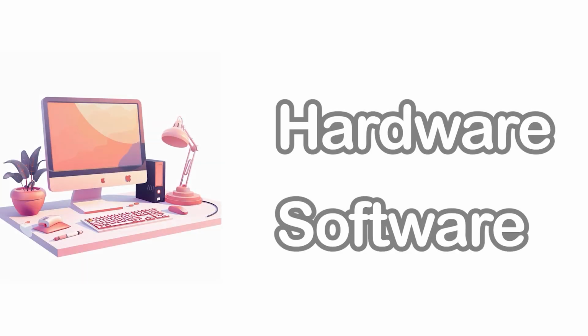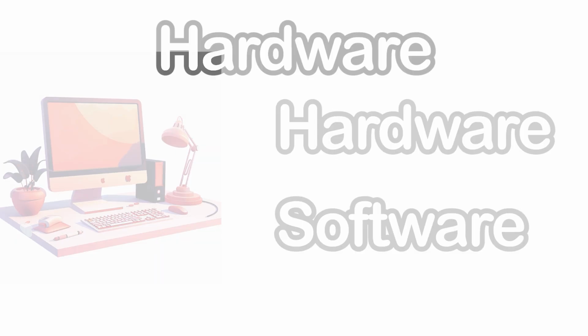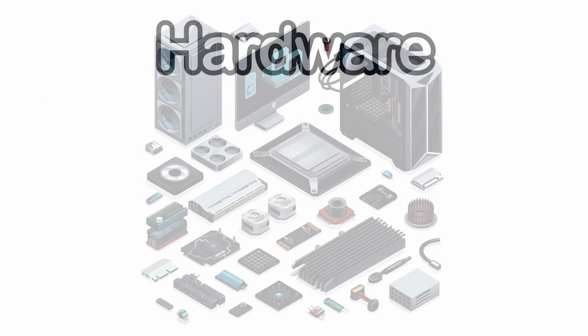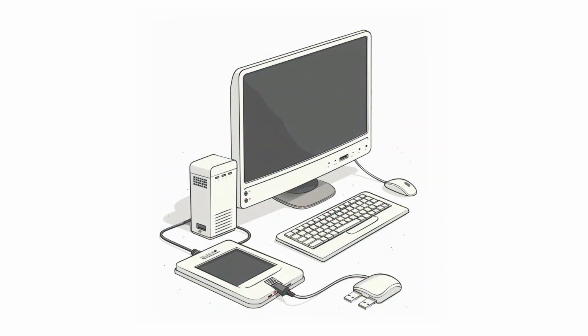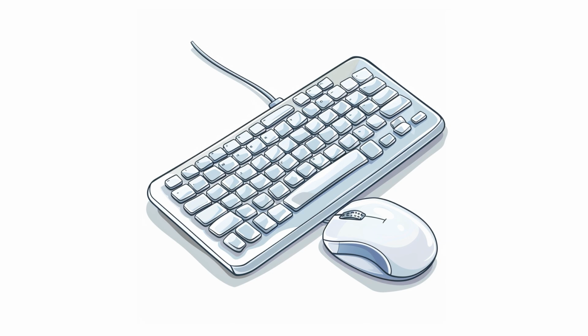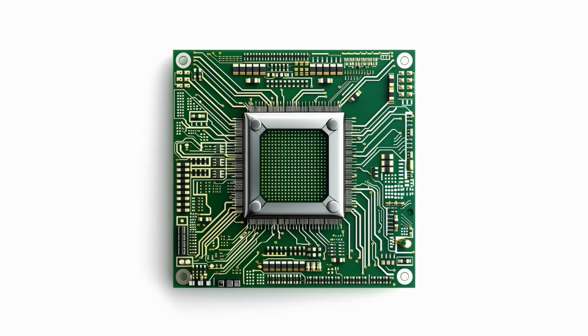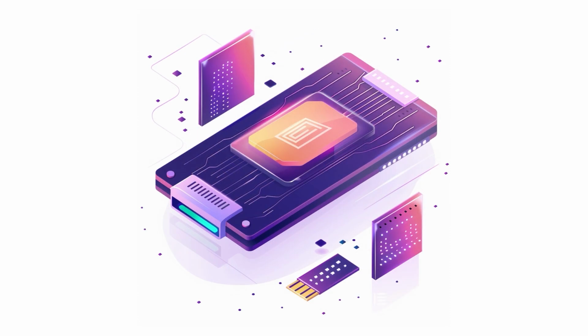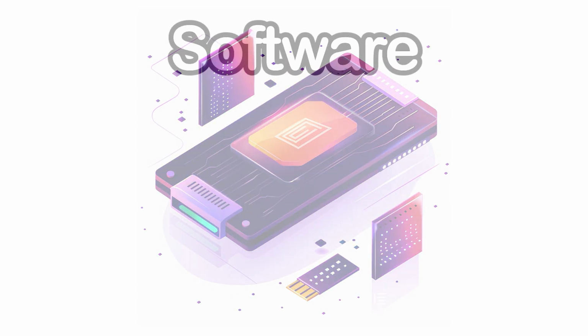Computers use a combination of hardware and software. Have you ever heard about this? I will tell you what exactly those mean. Hardware. This is the physical part of the computer, which includes the internal components and external devices. Examples include keyboard, mouse, monitor, CPU, RAM, and storage devices like hard drives and SSDs.